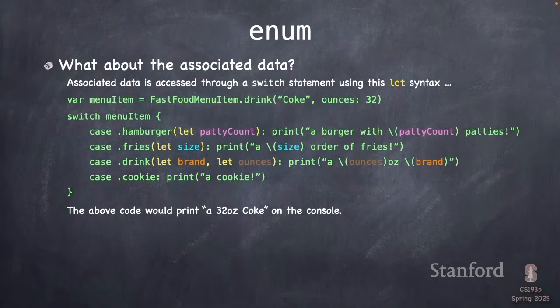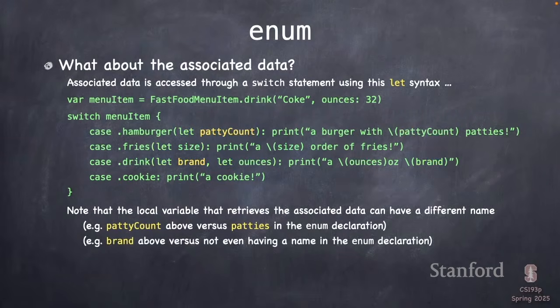So this patty count that's up in that magenta, that's only going to be set to the patty count if the case of this thing is a hamburger. And in this case, it's not. It's a drink right up there. And notice that the things that we do there don't have to match the names. So the drink, you see where I'm switching on the drink, let brand, that yellow brand.